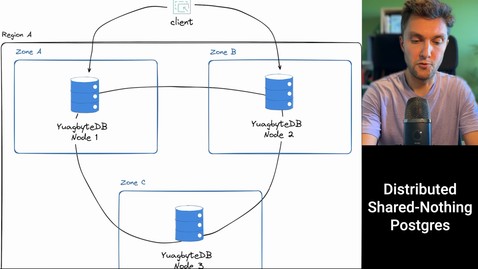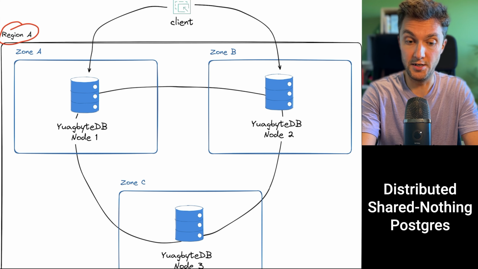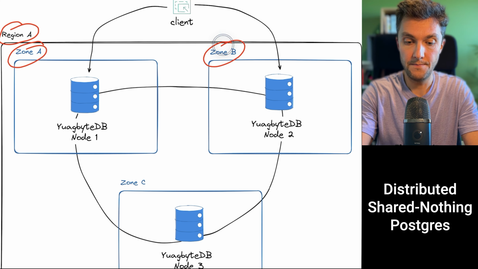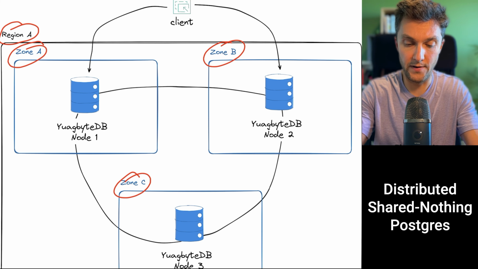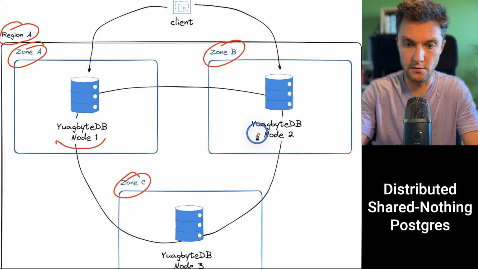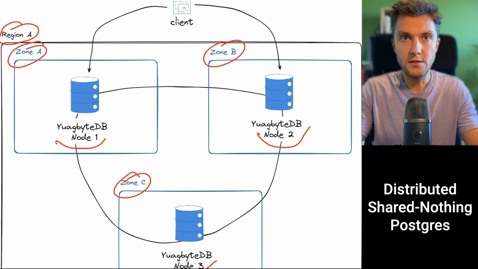Same as before, I keep running my solution in the region A of some cloud environment across 3 availability zones, zone A, B, and C. I have a 3-node YugabyteDB cluster, and those nodes are deployed across those availability zones. Node 1 is here, node 2 is in zone B, and node 3 is in zone C. Similarly to the sharding solution that we discussed for Postgres previously, YugabyteDB also shards your data across all of those nodes. This way you can scale your data and you can scale your read and write workloads.